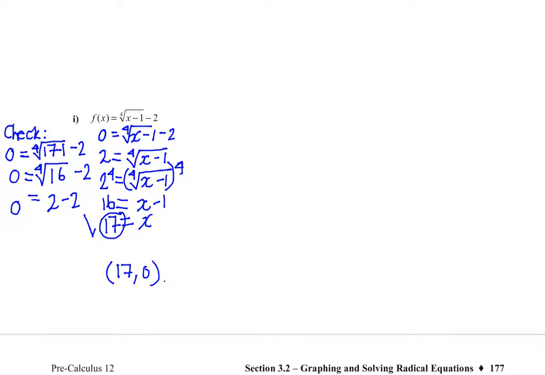For our y-intercept, to find the y, we're going to put x to 0. So I'm going to write y instead of f of x, but they're the same thing, don't get mistaken, equals the quartic root of 0 as x minus 1 minus 2.